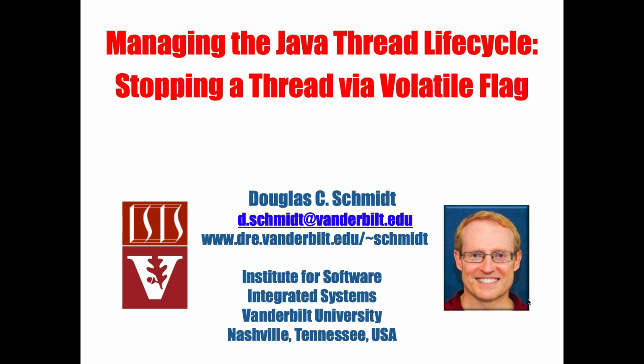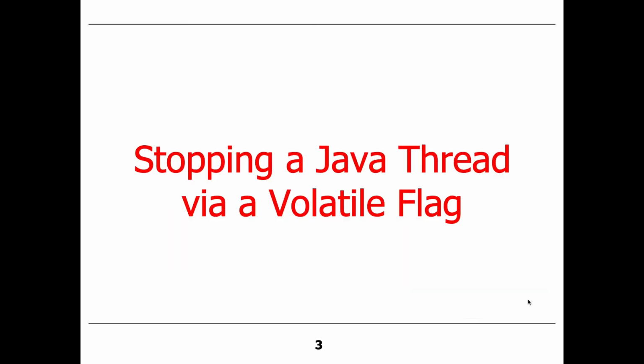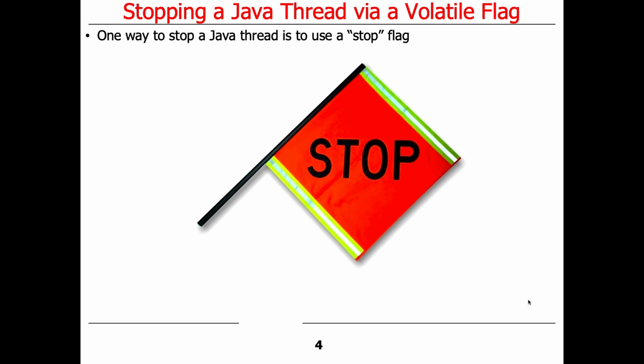So now that you have the big picture view of what it means to stop a thread, let's dive down and talk about a particular way of stopping a thread using a volatile flag. So one way to stop a Java thread, or maybe cancel is a better term, is to use a stop flag. So what does that mean?